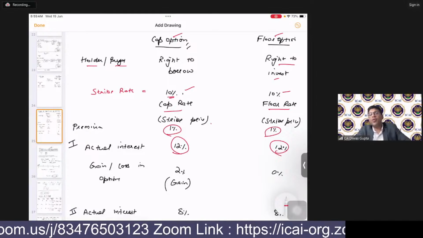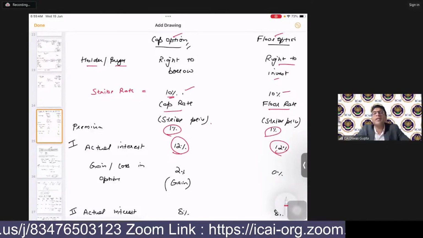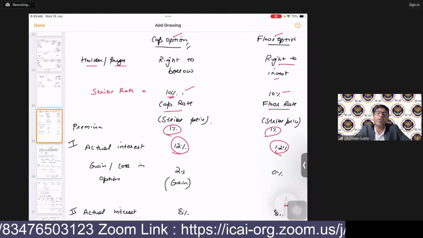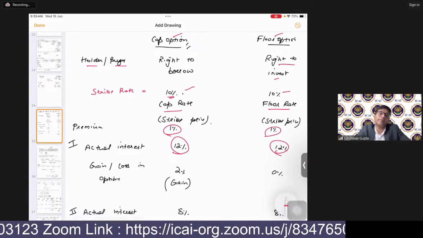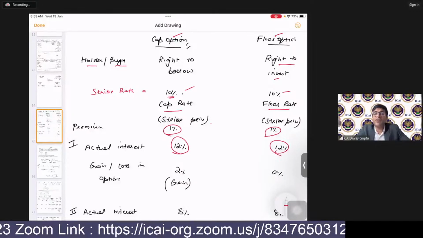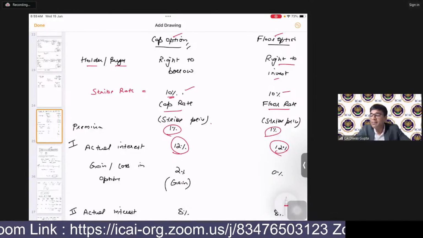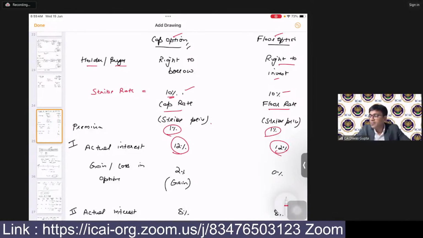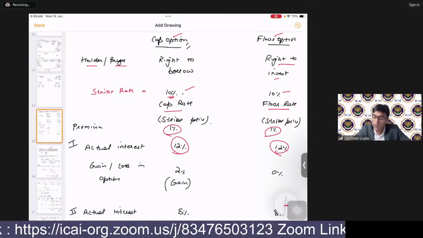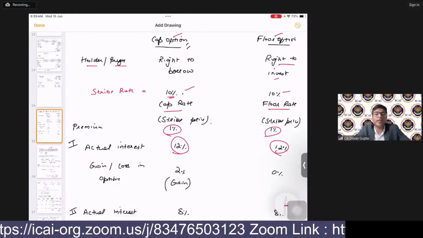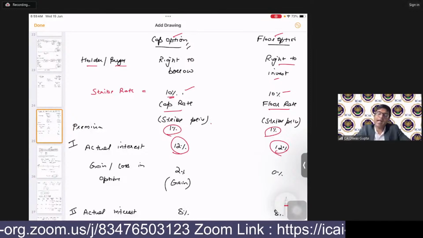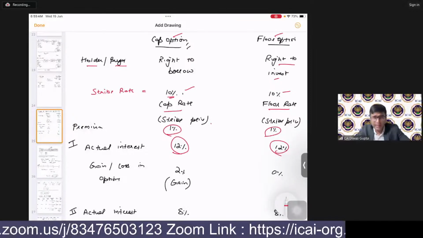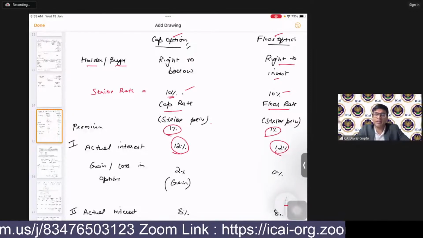And in case of the floor option, if the outside rate of interest becomes 8% and you have an option to invest at the rate of 10%, clear? If you have an option to invest at the rate of 10%, then will the floor option be in the money or out of the money? Come on, tell me. I can go in the open market and invest at 8%, or I can exercise this option and invest at 10%.